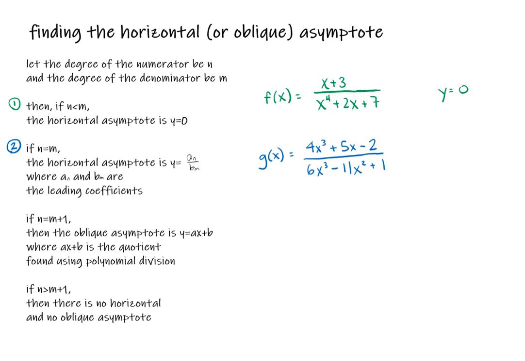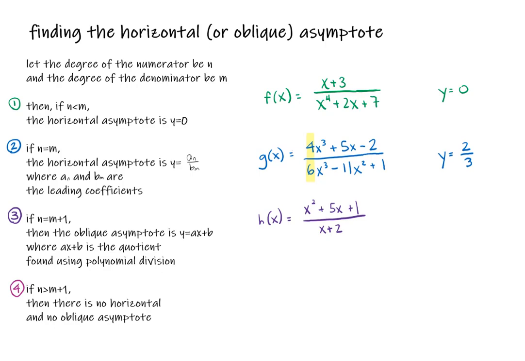Now, if the degree of the numerator and denominator match, like in this example g of x, then we just take their leading coefficients. In this case, I would take the 4 over the 6. And you always want to make sure that you reduce the fraction if necessary. Since we can reduce 4 over 6 to be 2/3, my horizontal asymptote will be at y is equal to 2/3.